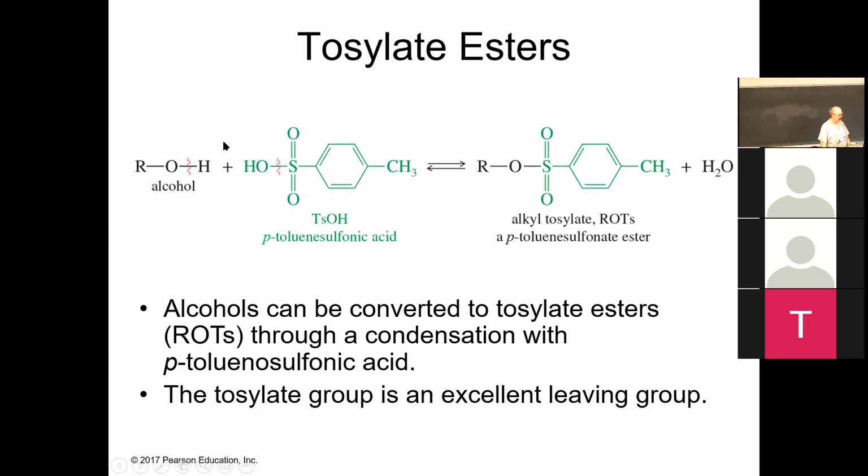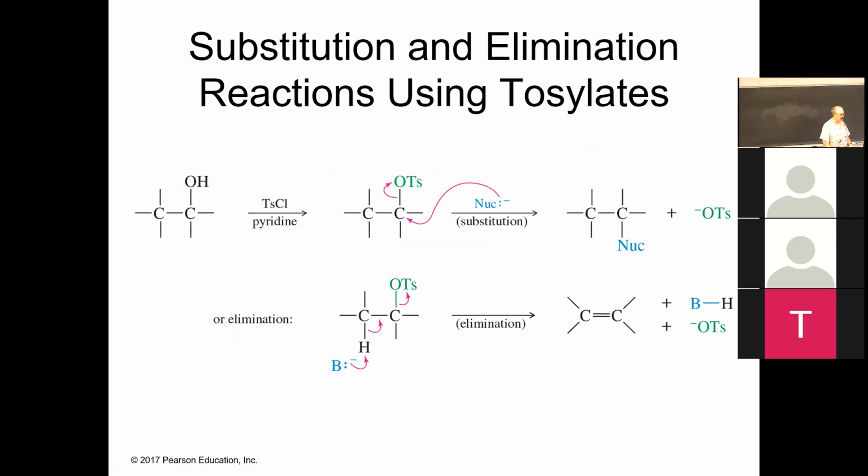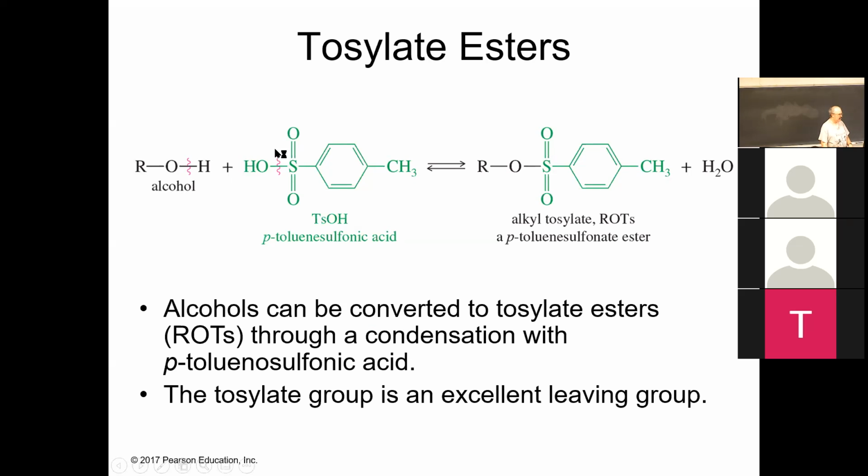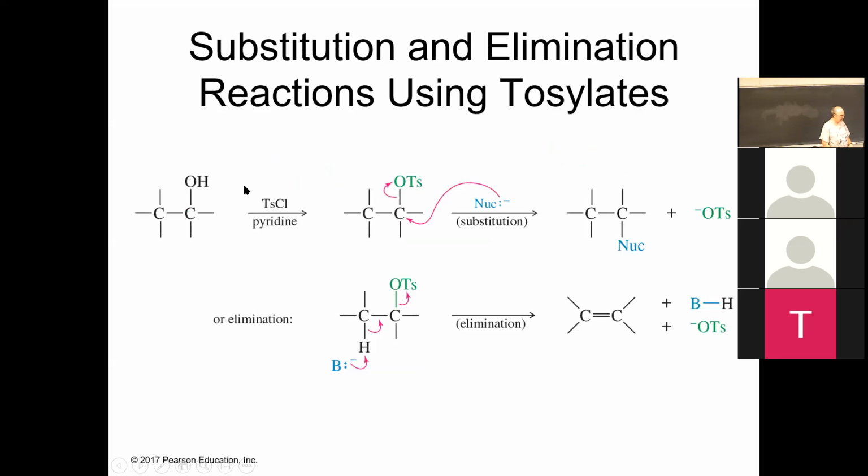Water is split out and we form this ester. We reconnect the oxygen with this sulfur. The actual reagent that's used is tosyl chloride, where we have a chlorine here instead of an OH, and then pyridine to neutralize the HCl that's produced. The tosylate group is an excellent leaving group. We can use it for both substitution, usually SN2, and elimination reactions, usually E2.